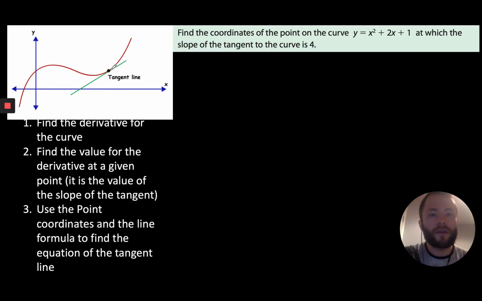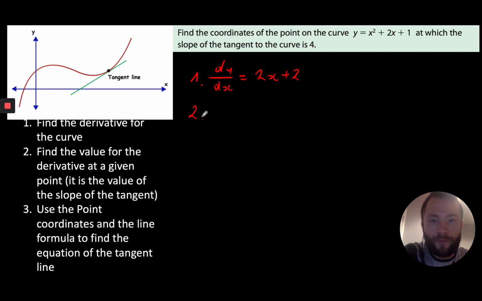We have to find the coordinates of the point on the curve y equals x squared plus 2x plus 1, at which the slope of the tangent to the curve is equal to 4. First step is always the same. I'm always looking for the derivative of the curve. So let's take a look at step 1. dy/dx equals 2x plus 2. Derivative of x squared is 2x, and derivative of 2x is plus 2.